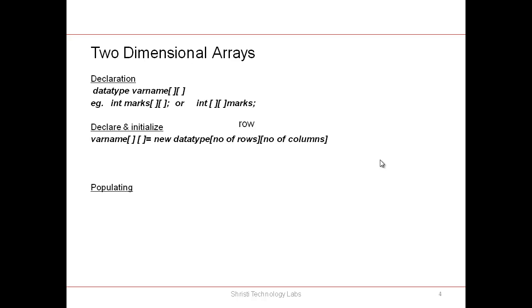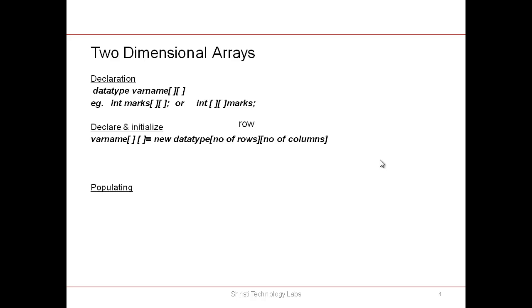The declaration part goes like this: int marks[][], or you can add it in front of it, or one in front, one at the back. All the 3 are valid declarations. You are not supposed to give the length of the array inside the square bracket now itself. Why? At this point the value is null.